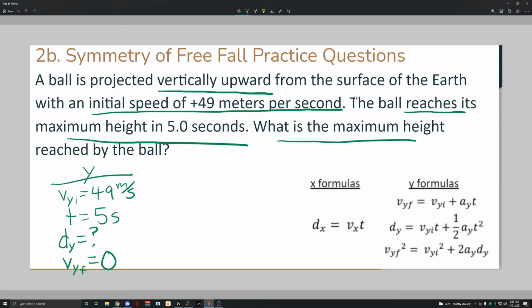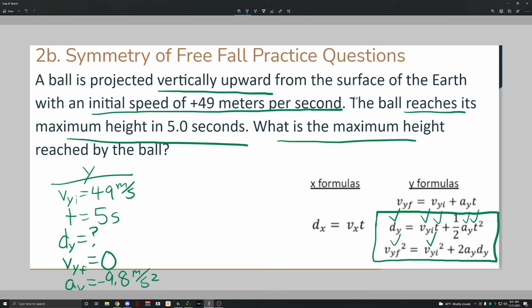So which formula are we going to use here? Also, there's another assumption you can make. Your acceleration due to gravity in the y direction is negative 9.8 meters per second squared. Since we have 4 knowns here, we can actually use 2 formulas. We can either use this formula right here or this other one. It's on your reference table. We're looking for dy. We have vyi, we have t, and we have a. On the other formula, we have vyf, vyi, a, and d. So you can use either formula. I'm going to use the second one.